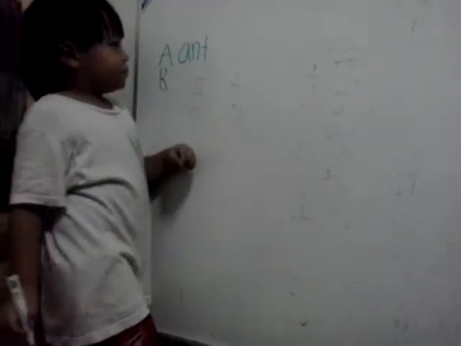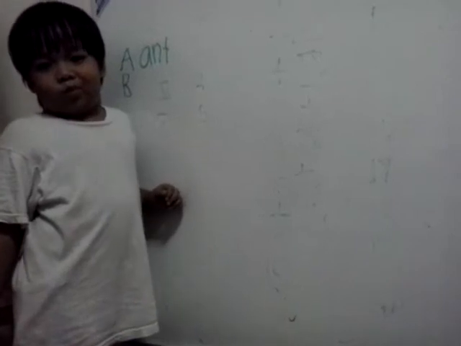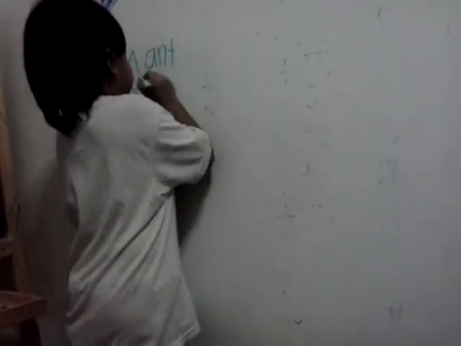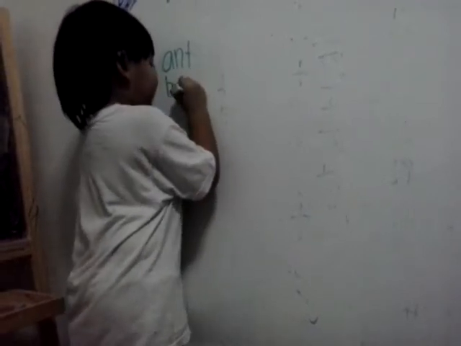Is B. What do I get with B? Bat. Bats. Mom. Yeah. Mom. No. Slippers. What do I get with B?